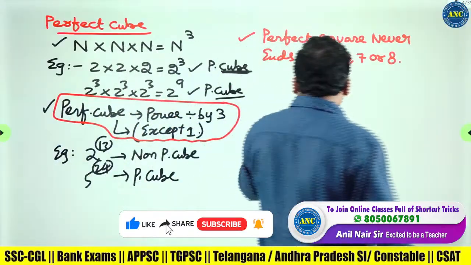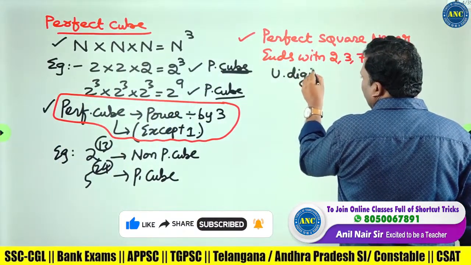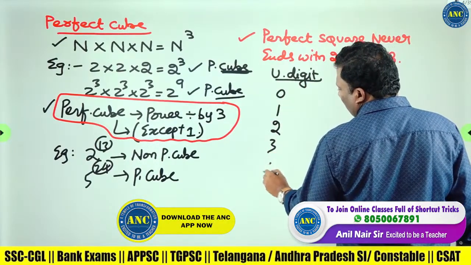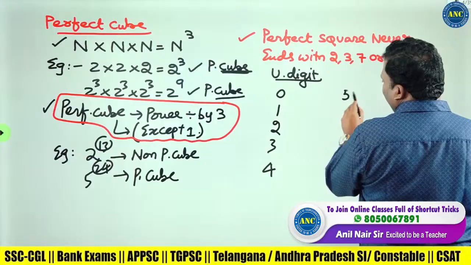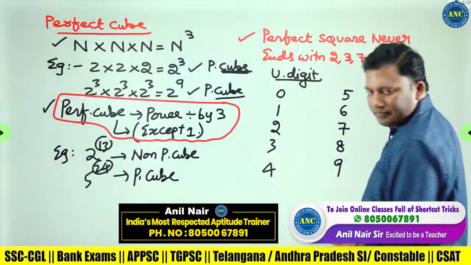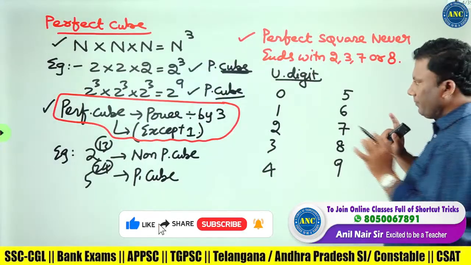Now listen. You take any number. The unit digit of a number will be 0, 1, 2, 3, 4, 5, 6, 7, 8, 9. First listen, very interesting. These are all the possible unit digits of any natural number.